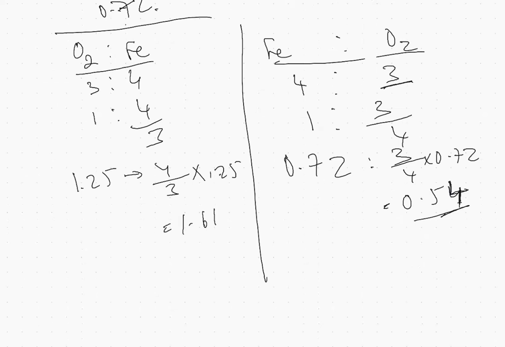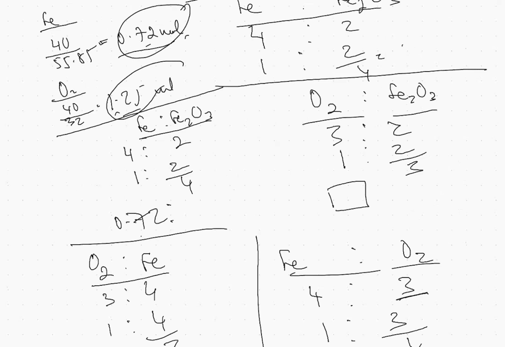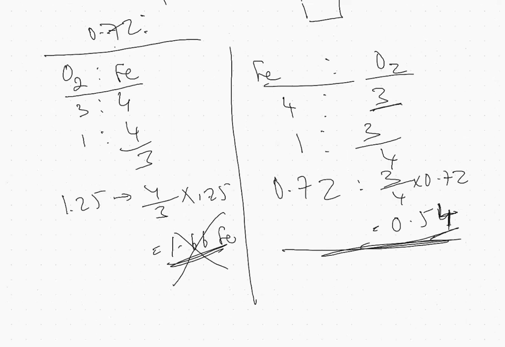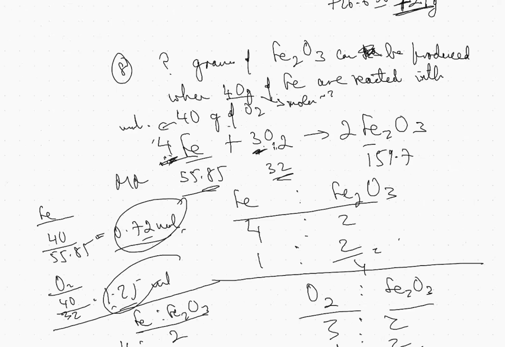We can react the entire 0.72 moles with oxygen and we will still be left with extra, correct? Because we need only 0.54. Now the question is, if you have 40 grams of iron and 40 grams of oxygen, how many grams of Fe2O3 would be produced? But first we have to know whether all the oxygen, which means 1.25, would react, or all the 0.72. In this case, 0.72 iron would react easily with part of this oxygen and the rest would be excess. So the limiting reagent is iron because it's limited. Oxygen would be in excess.